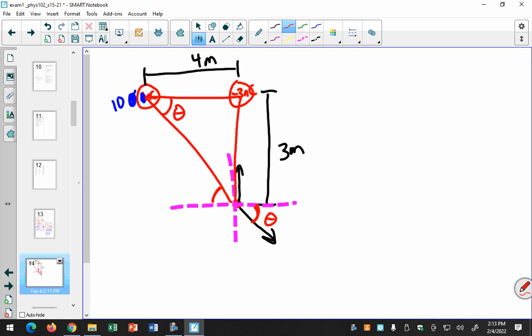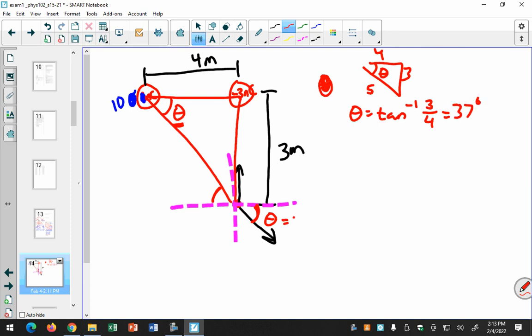So let's find this angle, theta. That is this one right here. I'm looking for this angle. And so theta is the inverse tan, SOHCAHTOA, TOA, opposite over adjacent. That's 3 over 4. And that's going to be 37 degrees. So this angle then is 37 degrees. So that would be one problem.